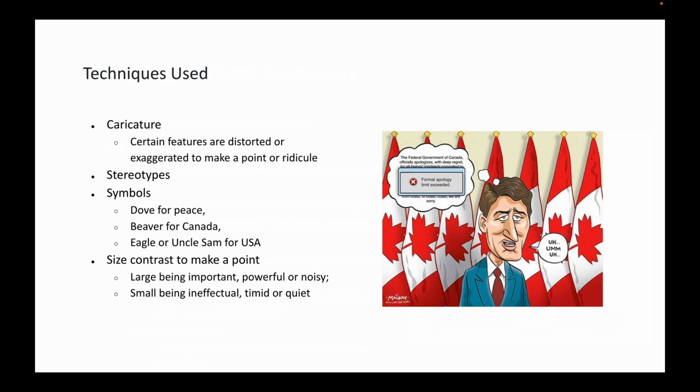Are there any symbols? Oftentimes, if the artist wants to represent peace, the artist will use a dove. If the artist wants to represent Canada, a beaver is used. And if the artist is representing the United States, sometimes you'll see an eagle or Uncle Sam or something like that. The size contrast is used also to make a point.